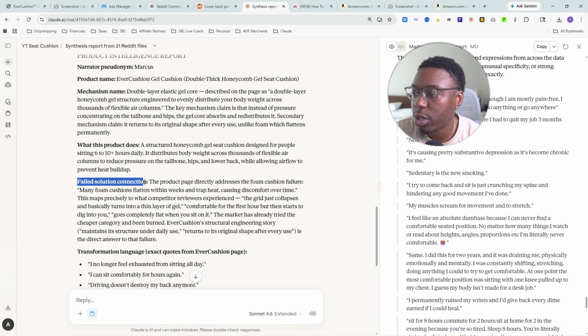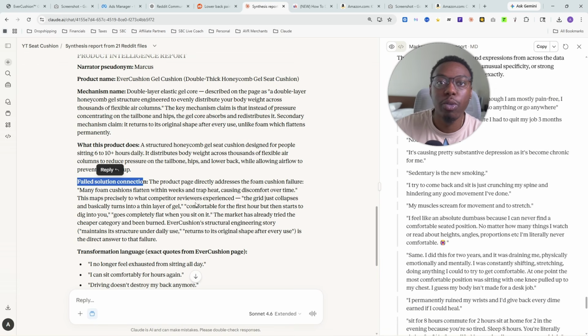And then failed solution connection. So when you're dealing with these really, really big problems, most people have tried solutions in the past, right? Very rarely are you going to come across someone that just never tried to find a solution to this problem, especially if it's a deep-rooted pain that they are going through.